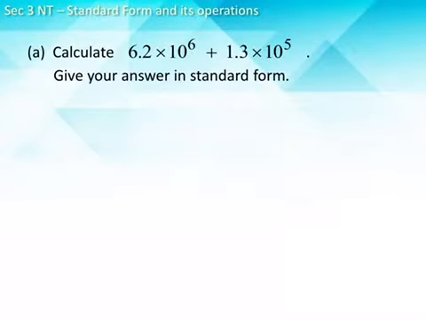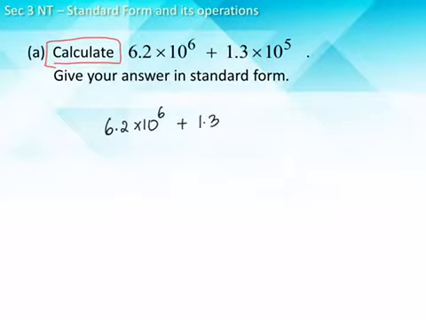Next one, calculate the following. The question already gives you that you can use the calculator. So key this into your calculator. You get 6.2 times 10 to the power of 6 plus 1.3 times 10 to the power of 5, and we can get, this is shown in our calculator, 633,000.